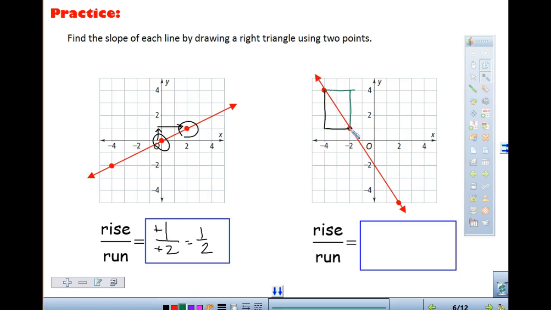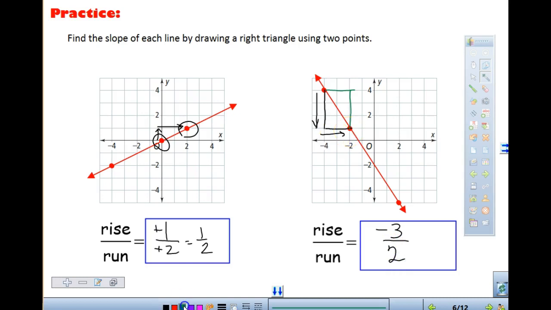If we are looking at this part, what is my rise as I go from this point down? That's 3. But since we're going down, would we say positive 3 or negative 3? Negative 3. Then we are moving to the right. How far am I moving to the right, Timothy? 2 spaces, so that's going to be positive 2 because we're going to the right.